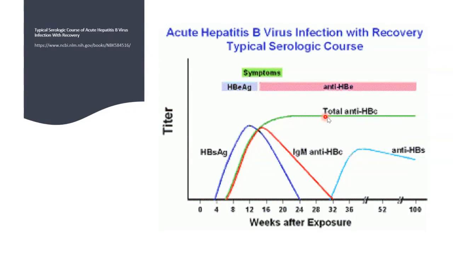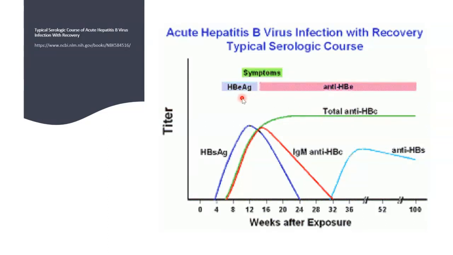This green right here is the core antibody. When somebody has an infection, this is an indication that somebody has a chronic infection or they had an infection in the past, the core. When somebody gets a vaccine, this doesn't happen. They only get the surface antibody. The core is an indication that somebody has a chronic infection or an infection in the past.